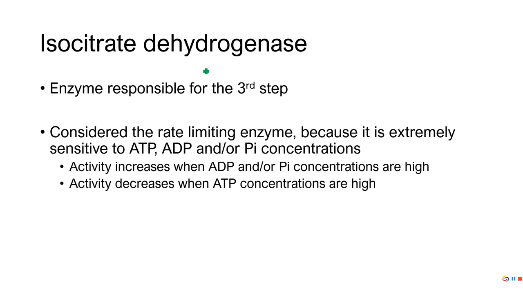Just like phosphofructokinase and creatine kinase, it's sensitive to ATP, ADP, and phosphate concentrations. If I have a lot of ATP floating around, isocitrate dehydrogenase doesn't do a whole lot. But if I have lots of ADP floating around, isocitrate dehydrogenase does. And again, just to reiterate, this is a negative feedback loop. Okay? And so that's really the primary things that I want you to know about Krebs.